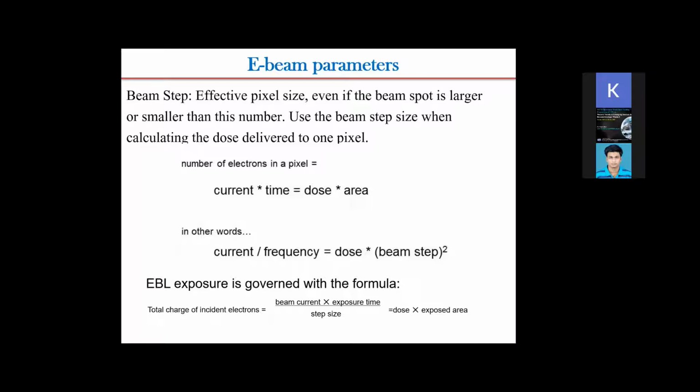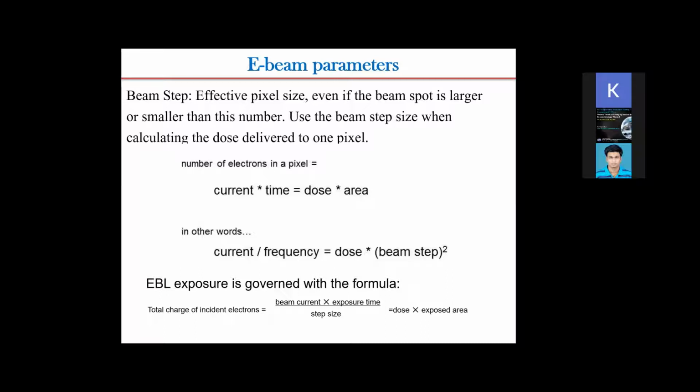Let's say the number of electrons in a pixel equals current into time. That means you have to choose one current, and your spot size will be governed by the current you are having, and you are giving some time to scan that region, whether it is an area dose or a dot dose or a line dose, whatever it is. You have to give some time for scanning or exposing that region. So current into time is basically the number of electrons in the pixel, and that is also equal to dose into area.